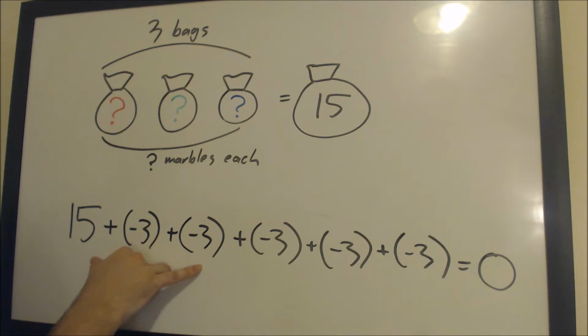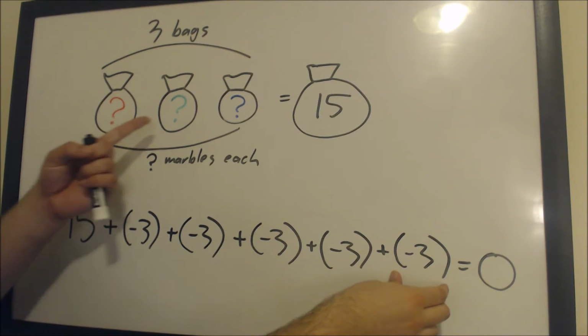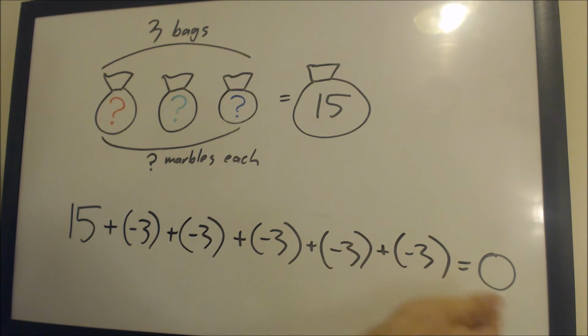What was 9 became 6 when I took away another 3. When I took away another 3, I had only 3 left. And when I took away the last 3 marbles, one from each bag, I ended up with none left.